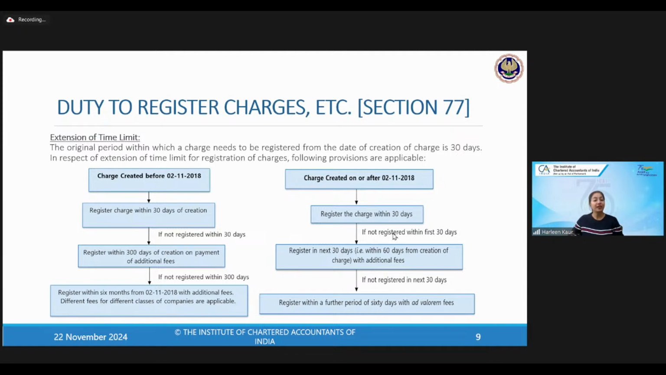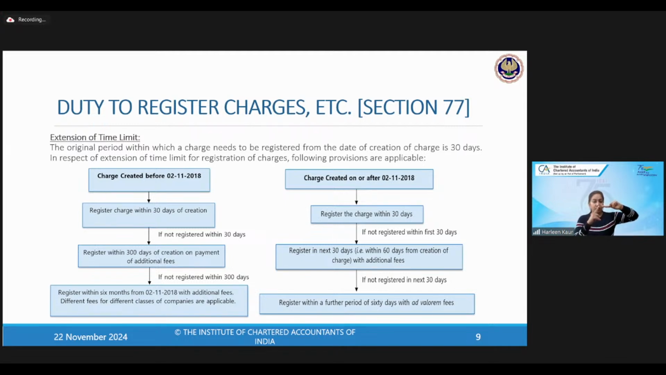But if the company fails to get the charge registered in the first 30 days, say 1st Jan it has taken the borrowing, by 31st Jan it shall get the charge registered. Is that clear? 30 days. But if it is not done till 31st Jan, then you can take an additional 30 days, which means 60 days from the date of creation, 2nd March. It will go till 2nd March because of 28 days of February and then 1st and 2nd March, then 30 days more. You will get to file it with the ROC by paying the additional fees.